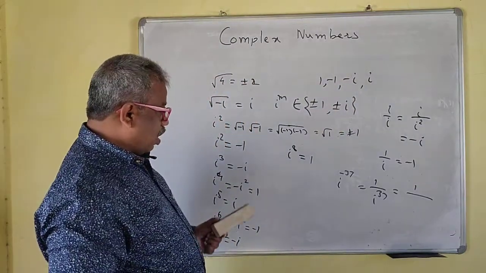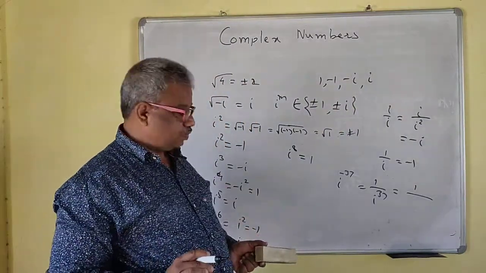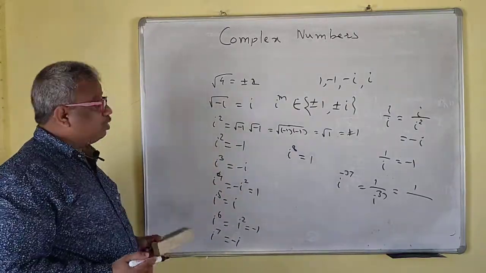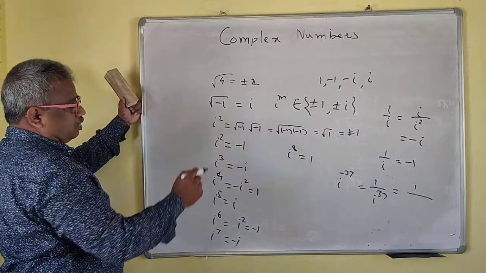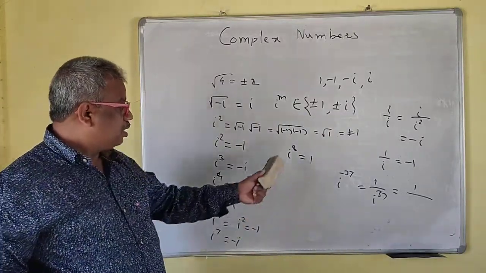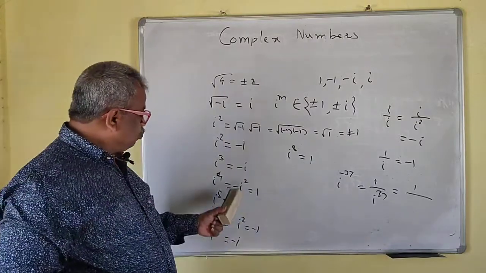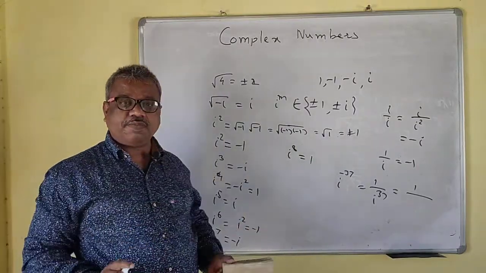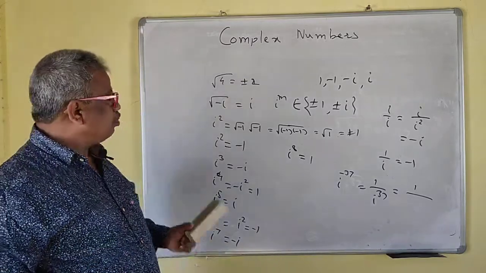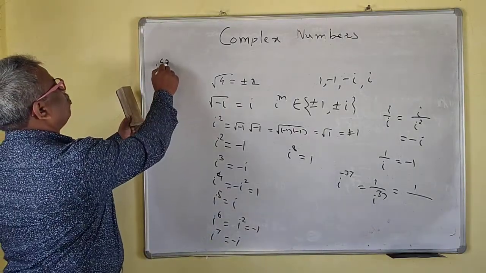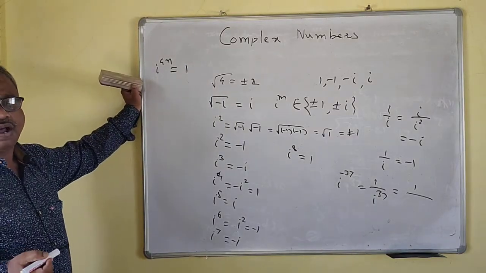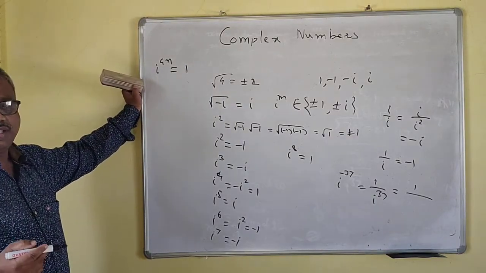So now, how to find i to the power 37? We cannot multiply it out up to the power 37. So what to do? See here, i to the power 4 is 1, and i to the power 8 is 1. That means 4 and 8 are multiples of 4. If i to the power 4n, then i to the power 4n is always 1.